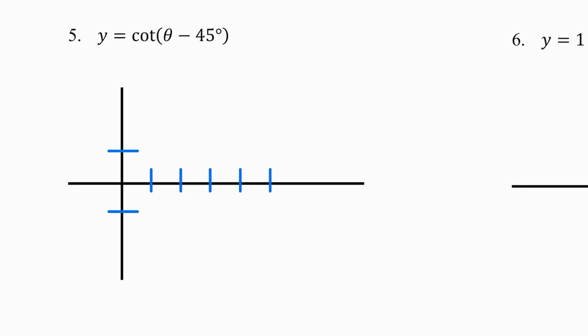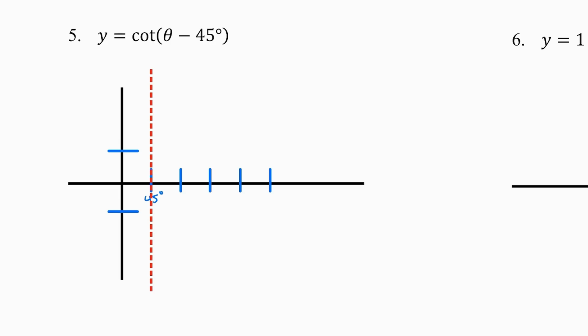So for this next one, we have cotangent of theta minus 45 degrees. So this is telling us that we're moving our graph to the right 45 degrees. And remember that with cotangent, we're moving our first asymptote. So that means that my first asymptote is going to start here at 45 degrees. And this is where my asymptote is.